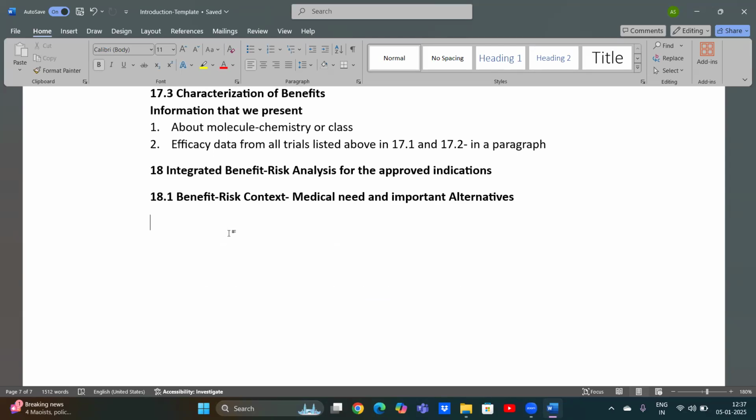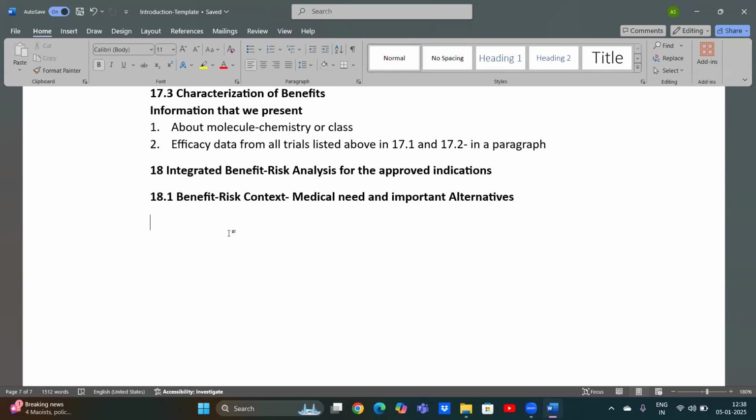So why have we conducted this clinical trial for this indication? What is the need of this? What was the unmet medical need that you are saying you will achieve if this molecule is approved for marketing? And what are the other alternatives? So what do we write here? First of all, mostly open literature is used to present this information.